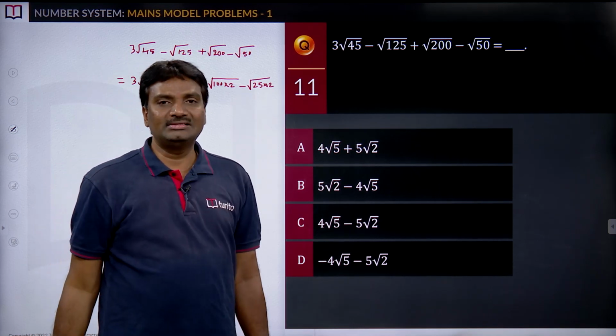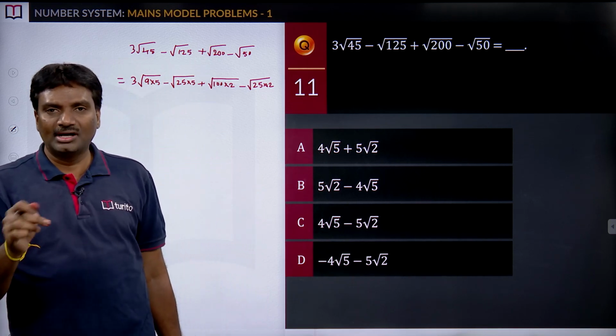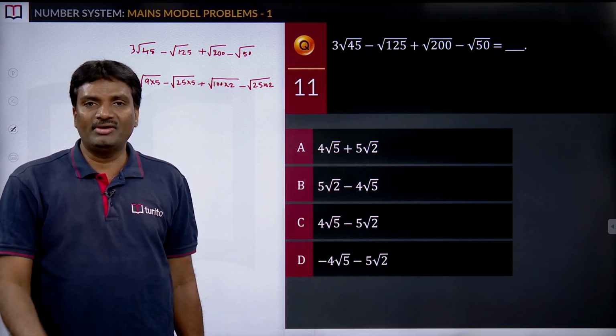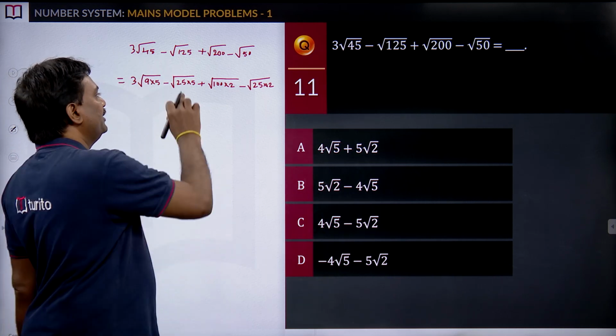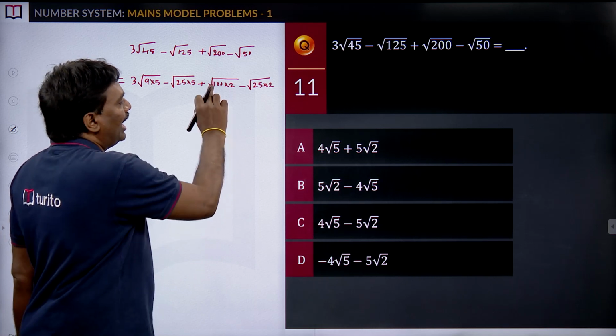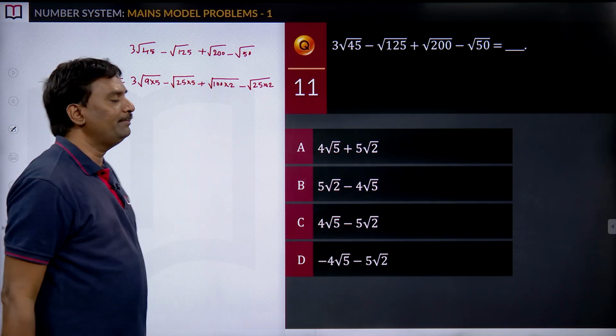So, I have expressed each number as the product of one perfect square and one non-perfect square, where 9 is a perfect square, 25 is a perfect square, 100 is a perfect square, 25 is a perfect square.